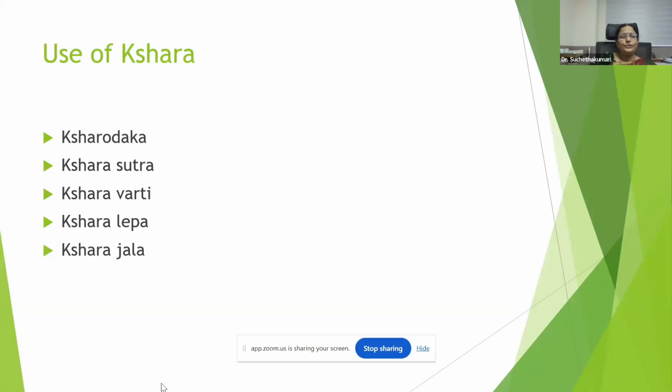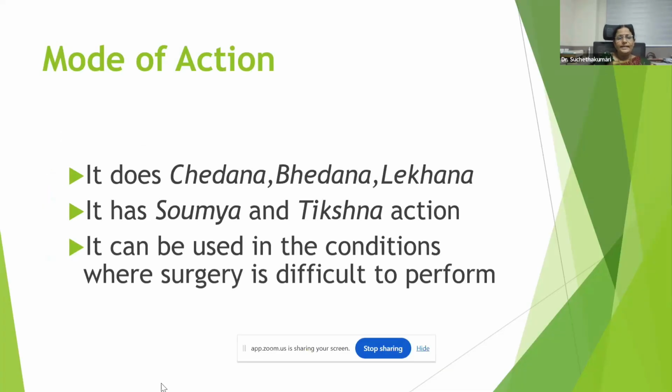be given continuously. Other forms of the ksharas which can be used are ksharodaka, ksharasutra, ksharavarti, ksharalepa, and the kshara jala. Mode of action is, it does the Chedana, Bhedana, Lekhana. It has got both the Saumya and the Tikshna actions. It can be used in the conditions where surgery is difficult to perform.